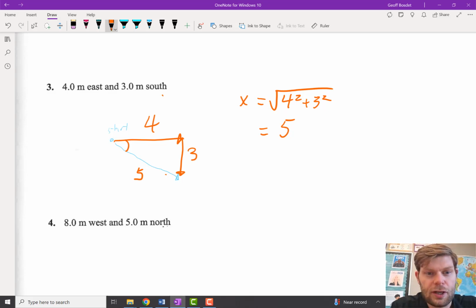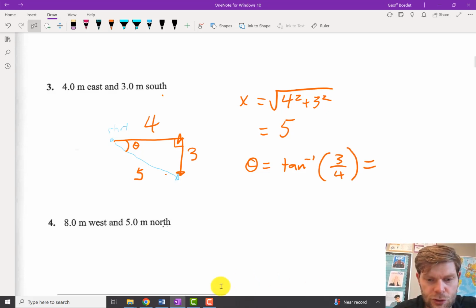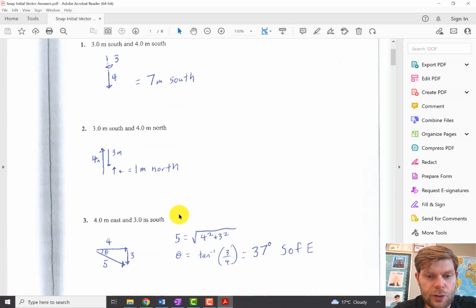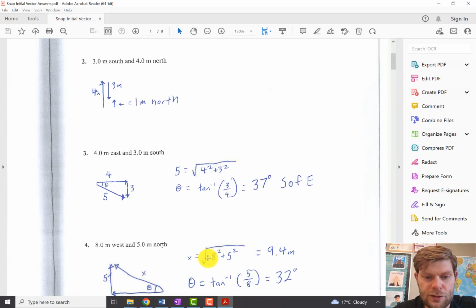In this case, you can use sine, cosine, or tan because we've got a nice right angle triangle here. I'm going to use tan just for fun. So if I want to find this theta here, I'm going to say theta is equal to the inverse tangent of 3 over 4, the opposite over adjacent, which happens to be, just quickly peeking at my answer key, 37 degrees south of east.